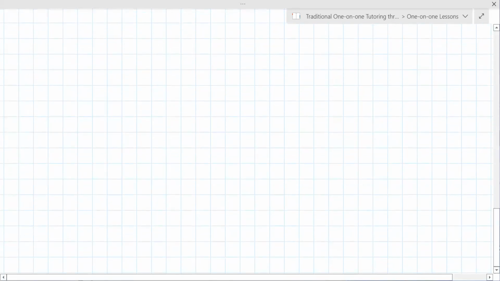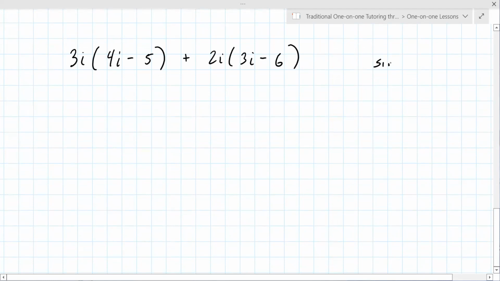So let's look at some other ones here. Like let's say I have you do something like this. It's 3i times 4i minus 5, plus 2i times 3i minus 6. And I just ask you to simplify. I think we looked at a couple of problems like this last time. This will just be review.